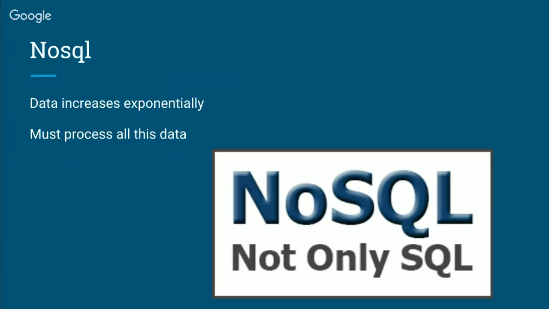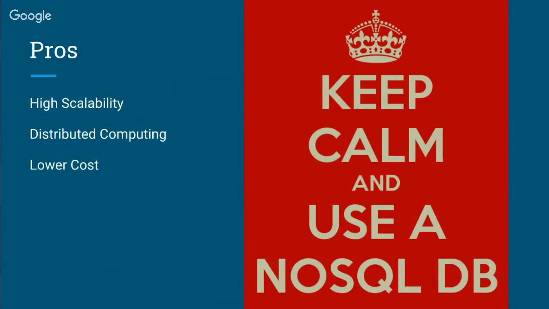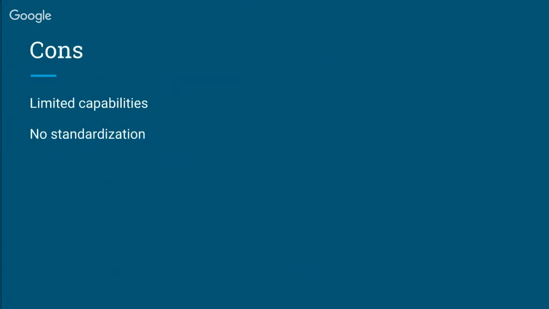The reason to use NoSQL is because the data collected increases exponentially. NoSQL is designed to make sure it can process all of that data correctly. There are both pros and cons to NoSQL. The pros are that NoSQL has high scalability, consists of distributed computing, and is lower cost than SQL, usually free. The cons are that NoSQL has limited capabilities.